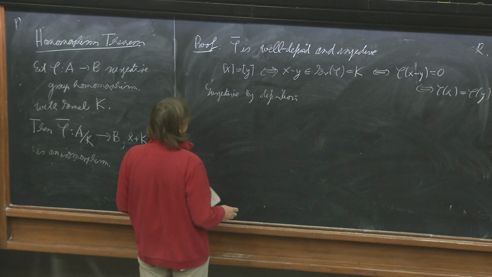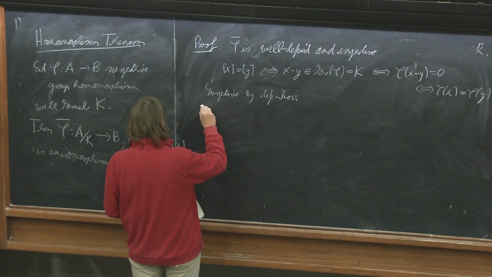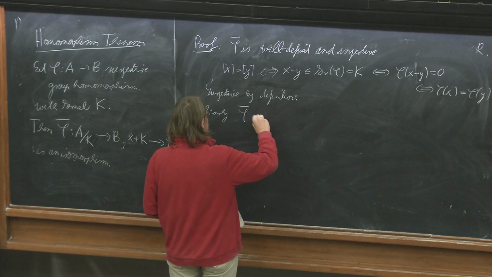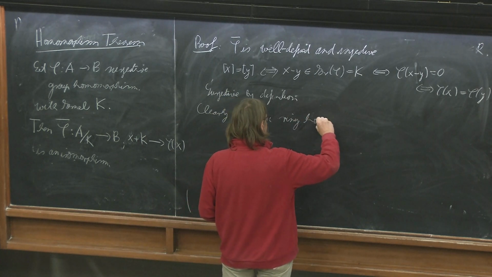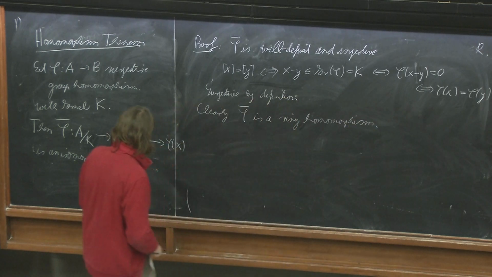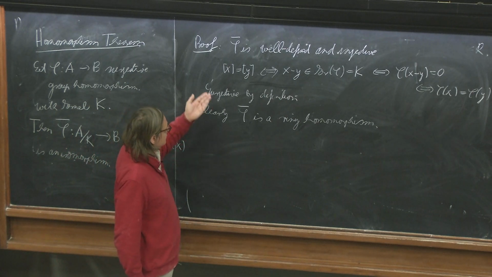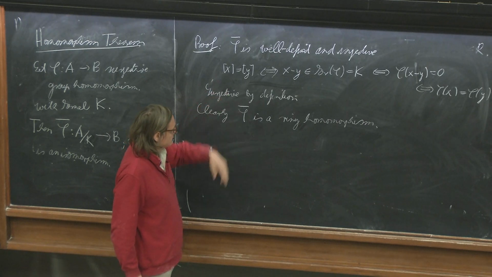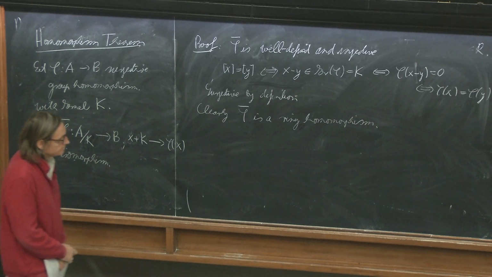And it's clear from the definition that this is a ring homomorphism. If you just look at the definition, the sum x plus y is sent to phi of x plus phi of y, and the product xy is sent to phi of x times phi of y, and so it is a ring homomorphism.